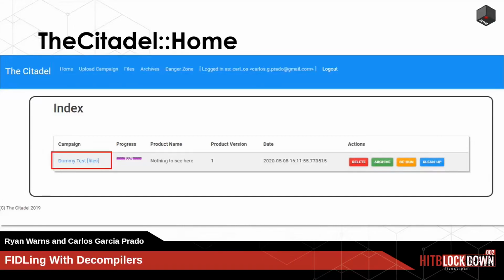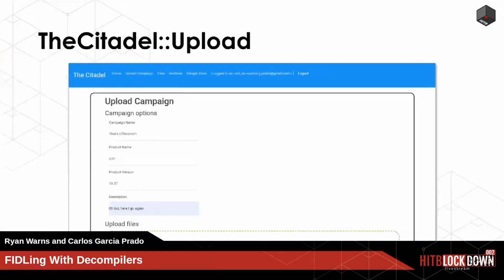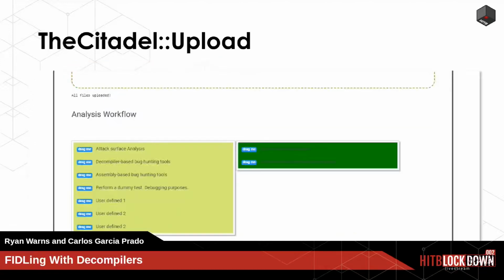Here you have your campaigns. We call them campaigns. A campaign is essentially a bunch of binaries that you throw in there and some analysis that you want to run on them. What you do is you go to upload campaign, then you filter some data about this campaign. You drag and drop a bazillion files in there. It's all very web 2.0. Then you go to your analysis workflow.